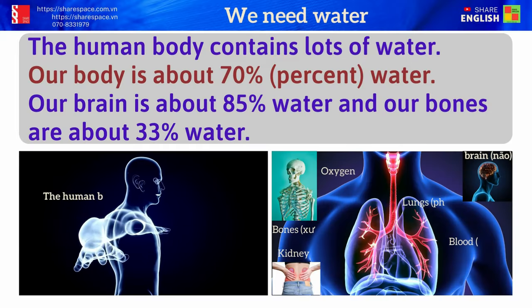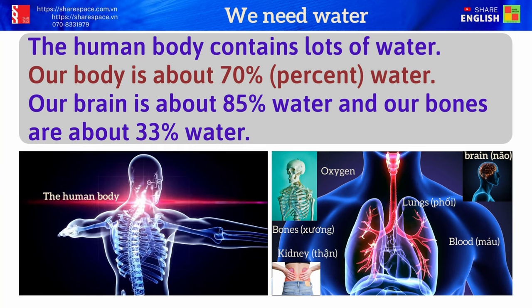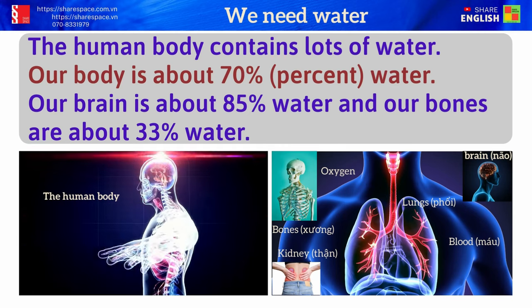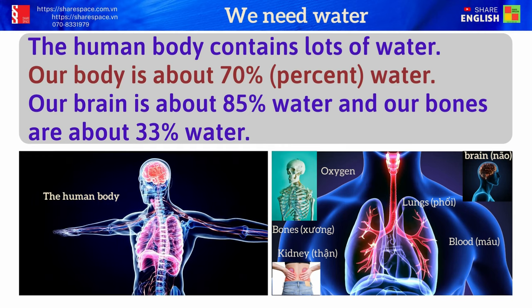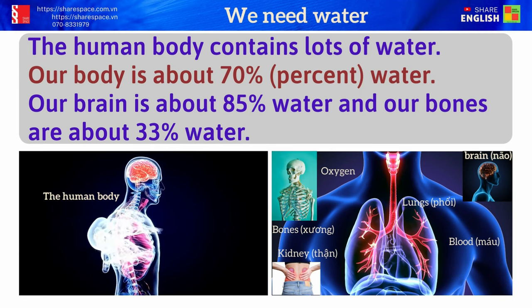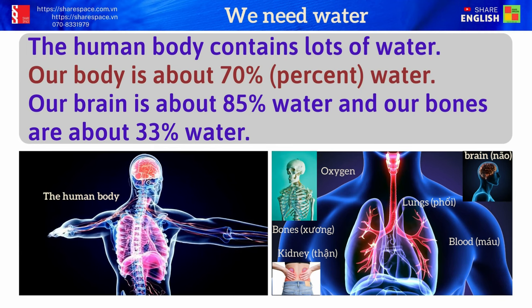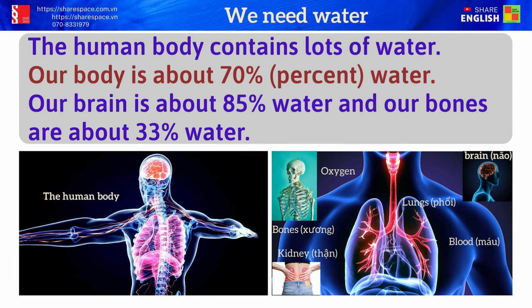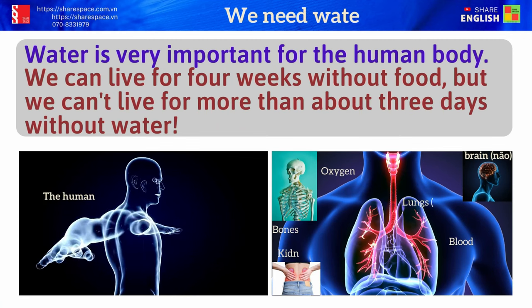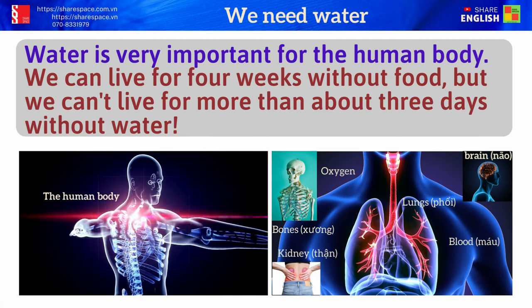We need water. The human body contains lots of water. Our body is about 70% water. Our brain is about 85% water. And our bones are about 33% water. Water is very important for the human body.